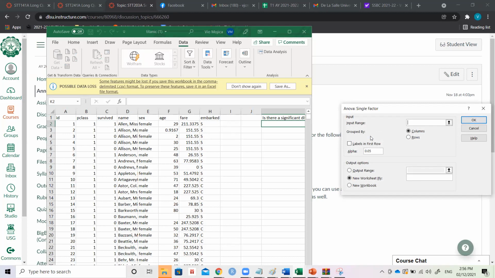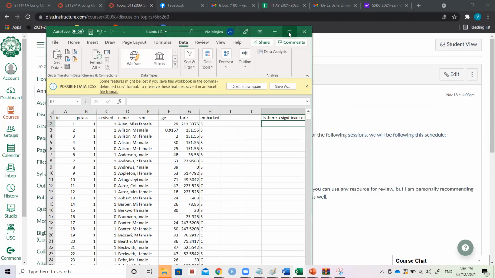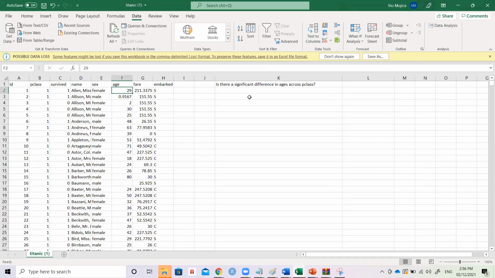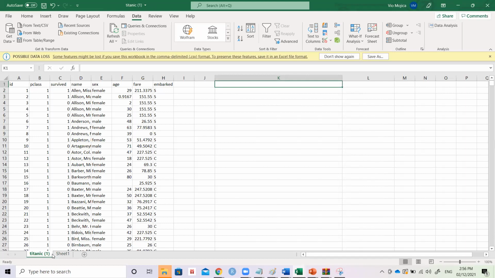Passenger class, what are the variables involved? Age and passenger class, right? Nagma-match ba? Doesn't match, right? You're only given one input range. So what does Excel expect? Excel expects them to be grouped. So yun, that's the problem with Excel. And actually Statistica as well. It only accepts specific data structures.